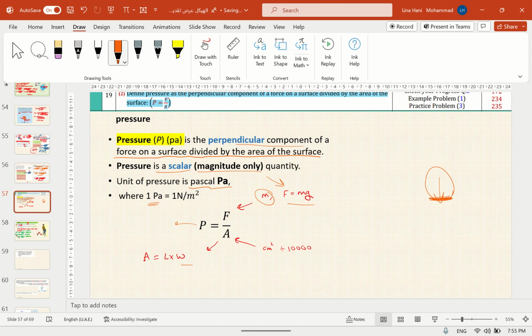Sometimes it doesn't give me the area straightforward. I need to find it. If the area is a rectangle, I will multiply length times width. Sometimes the area is in centimeters squared. To convert it to meters squared, I need to divide it by 10,000. If it's in meters squared already, don't do that. Only if the area is in centimeters squared, you'll divide by 10,000.